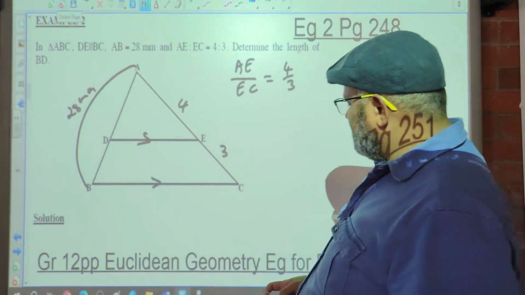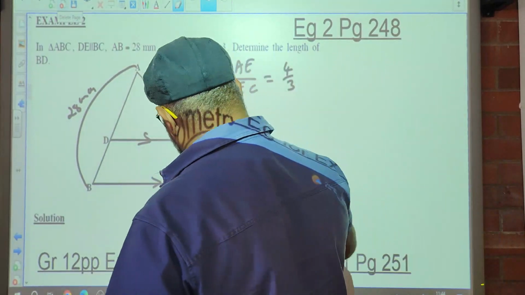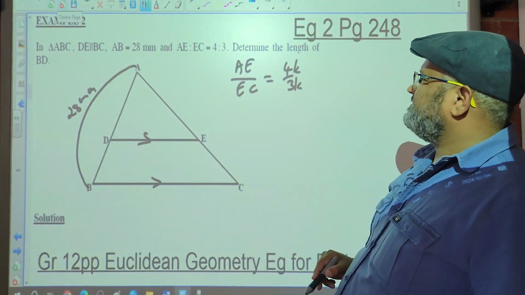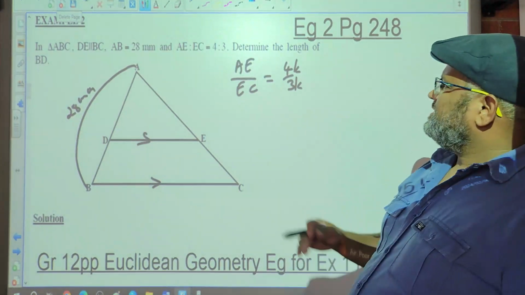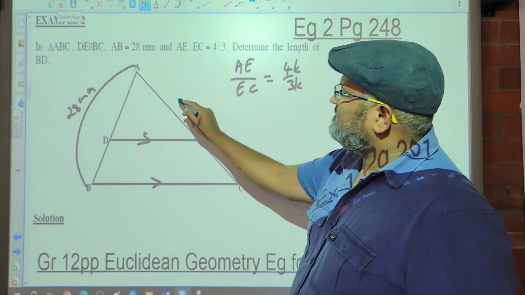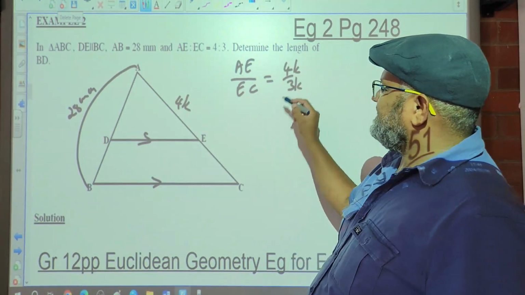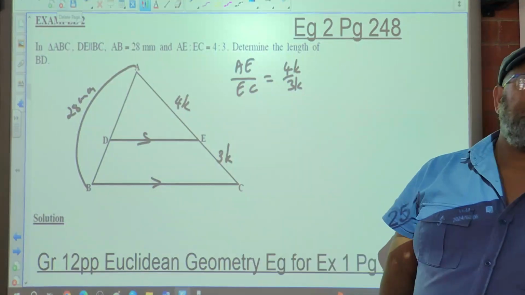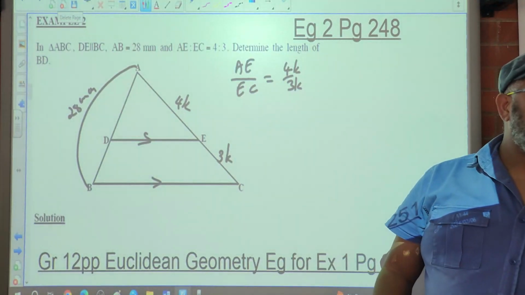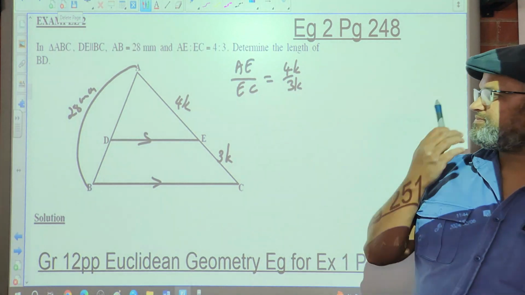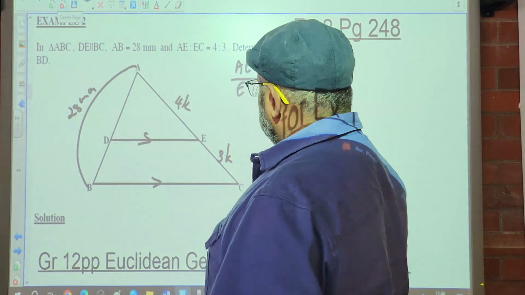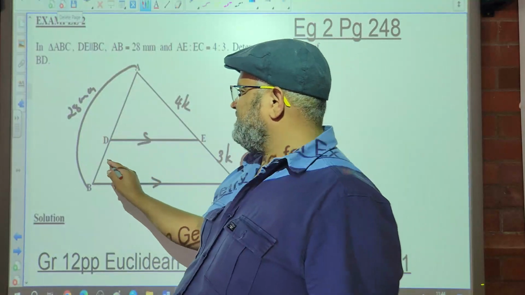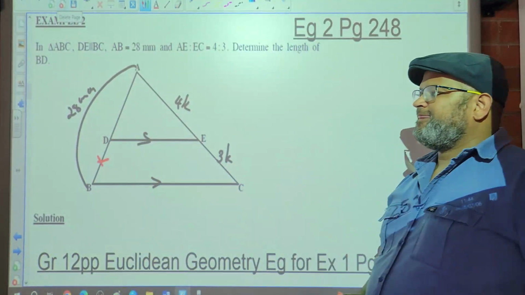Okay? So what I do is I introduce what we call a k-factor. A product factor. So AE is now 4k and EC is 3k. So what's the length of AC? 7k. You guys understand? Alright. The question says determine the length of BD. BD, which is that length.